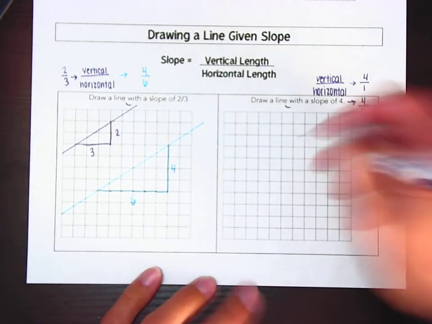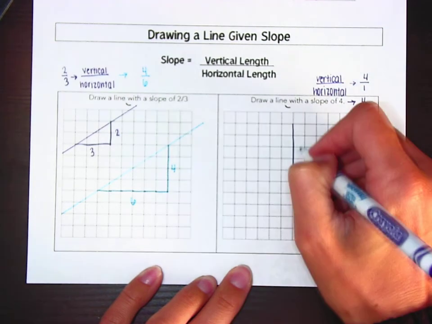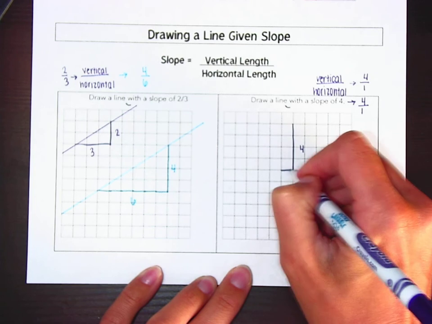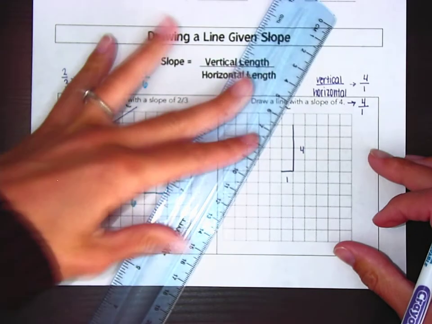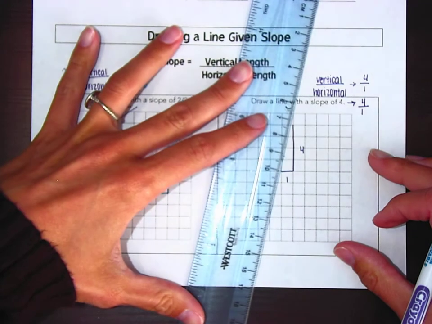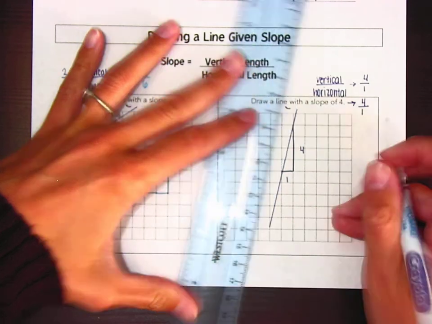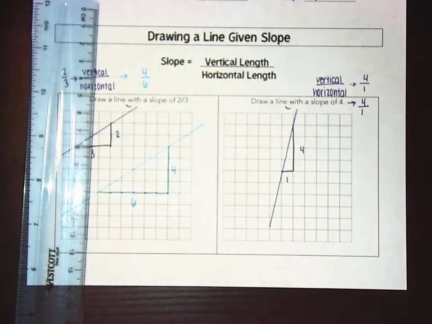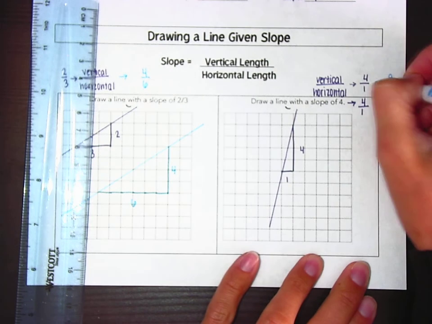So again, I can pick anywhere here and I can draw a vertical length of 4 units. And I can draw a horizontal length of 1 unit and draw my hypotenuse to draw that line. I'll use a ruler to do that. And now we've drawn a line with a slope of 4. Again, we can really use any different slope that is equivalent to 4. So another example could be 8 over 2.